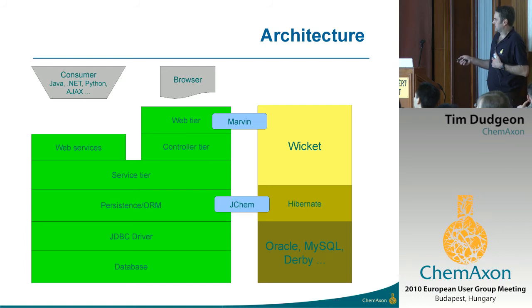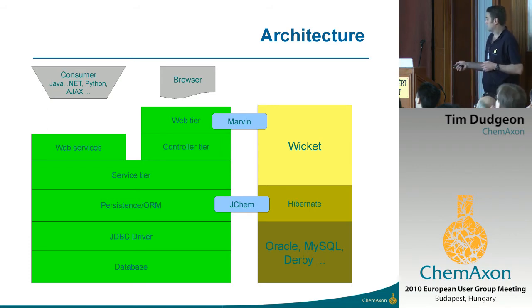Then on top of that, there'll be a classic service tier. And on top of the service tier, you can expose that functionality either through a web model view controller type architecture, controller tier and the web tier up to a web browser, or you can expose it as a web service and then consume it using any language you might want.